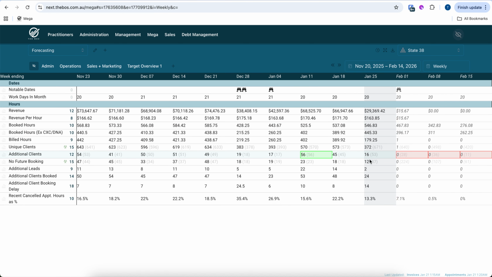So that brings me to this no future booking row. You can see here that the solid number is those who have been invoiced. So there's 12 people that have been invoiced in the week of Jan 25 that have had their appointment, been invoiced, and have no future bookings in the diary. This is something that I'd obviously want to chase up and look into with the practitioners of each of the locations, to see why and ensure that this is something that we would want.